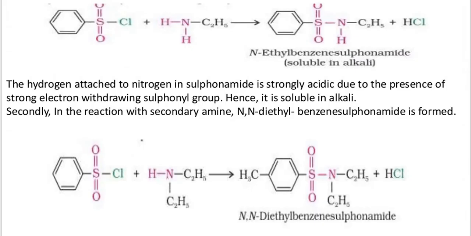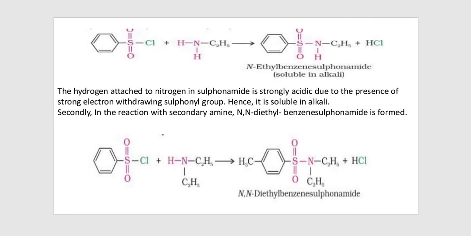And the third test is with Hinsberg's reagent, that is benzene sulfonyl chloride. Benzene, this is sulfonyl, SO2, and this is Cl, chloride. Now, if I have benzene sulfonyl chloride, which is also called Hinsberg's reagent, when it reacts with a primary amine, we get a compound which is soluble in alkali. Because it's a test, observations are important. So it is soluble in alkali.